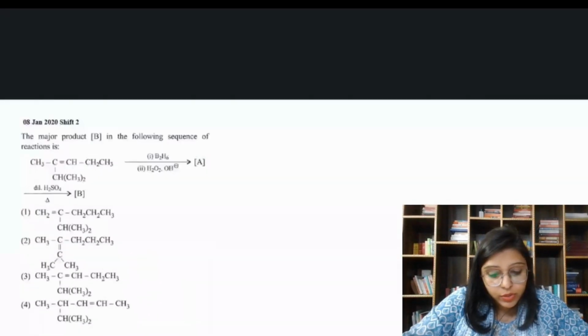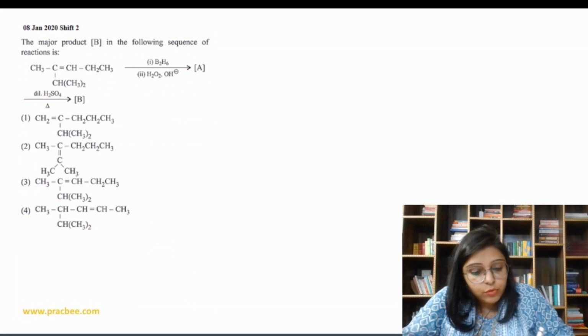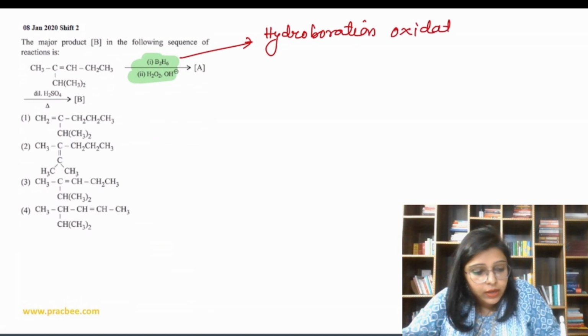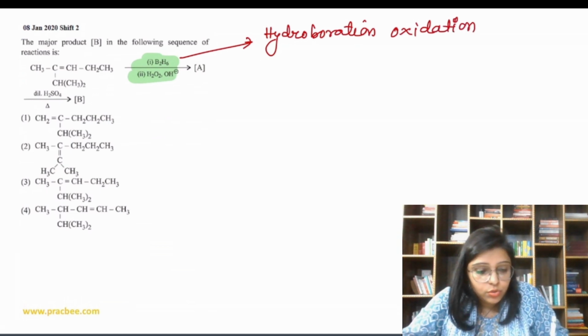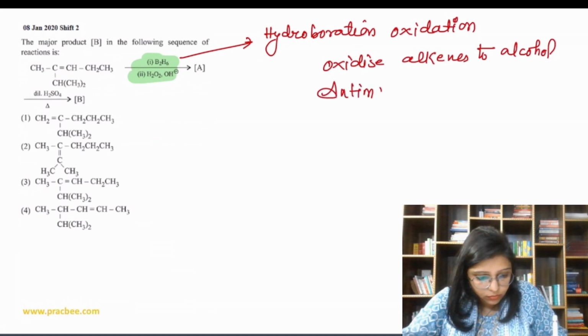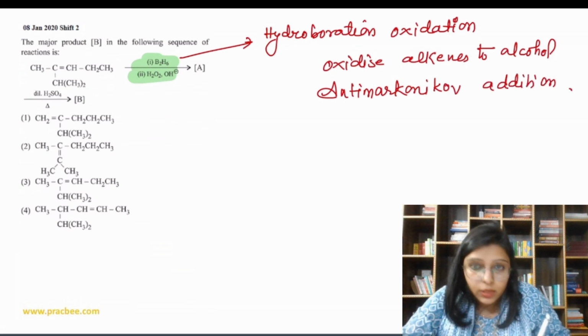Now moving on to the next question. The major product B in the following sequence of reactions. If you see the reagent, this is hydroboration oxidation. Hydroboration oxidation is used to convert alkenes to alcohol. But here we have to do anti-Markovnikov addition.